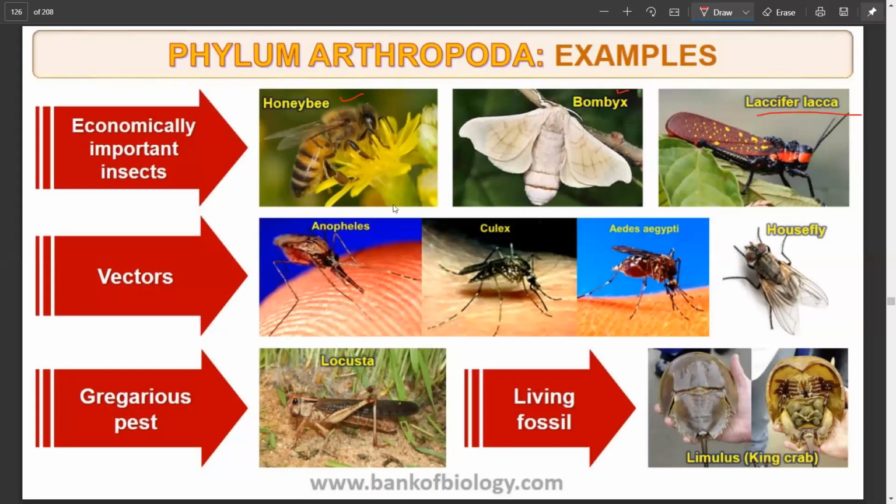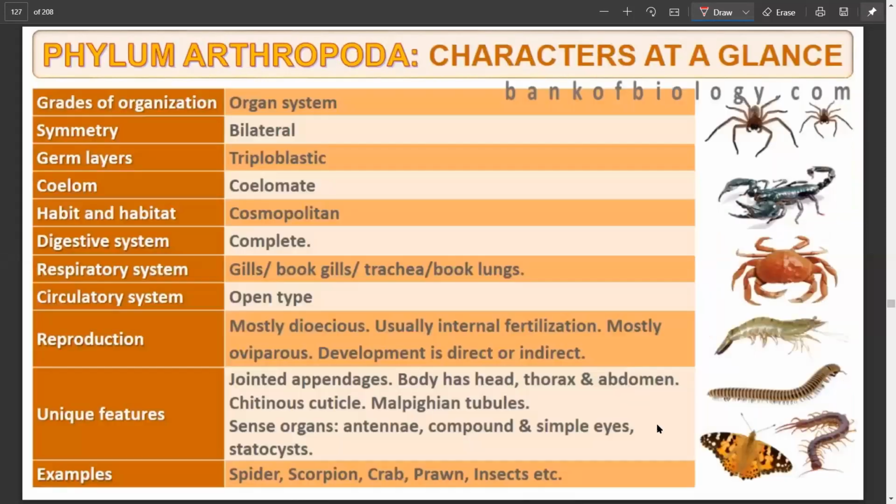Then some of them are vectors which cause many human diseases: Anopheles mosquito, Culex mosquito, Aedes aegypti. Then you have the housefly, and also fruit flies. Then there are certain pests like the locust, which was in the news for quite some time. And then you have the living fossil, the king crab, with the book lungs that we saw in the earlier case.